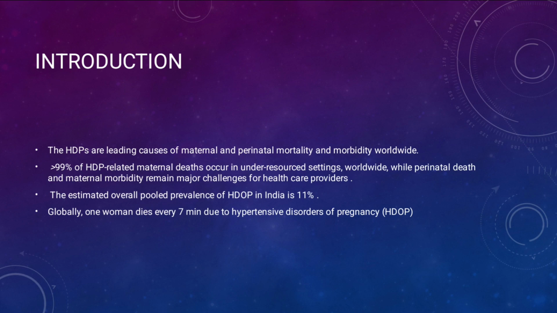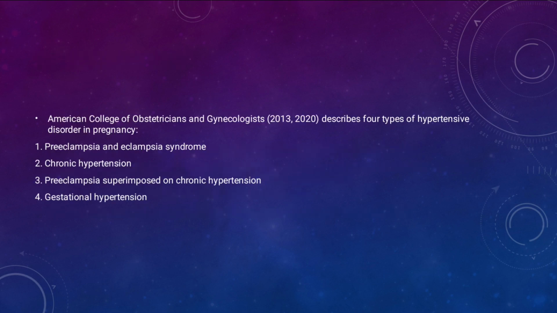Introduction. The hypertensive disorders are leading causes of maternal and perinatal mortality and morbidity worldwide. More than 99% of maternal deaths related to hypertensive disorders of pregnancy occur mostly in under-resourced settings worldwide. While perinatal death and maternal morbidity remain major challenges for healthcare providers, the estimated overall incidence is 11%. Globally, one woman dies every 7 minutes due to hypertensive disorder.